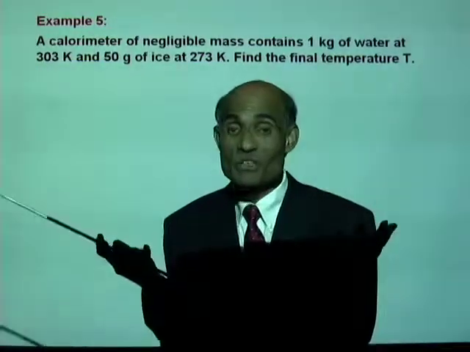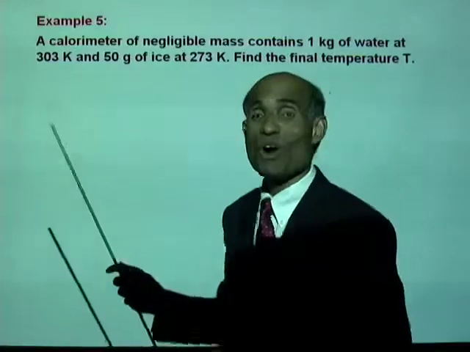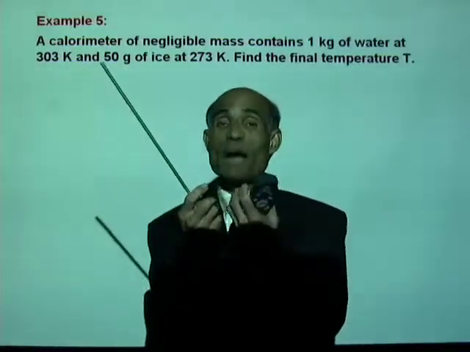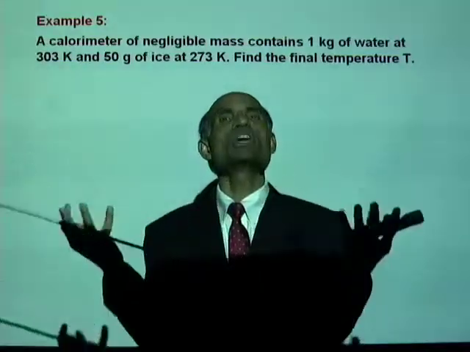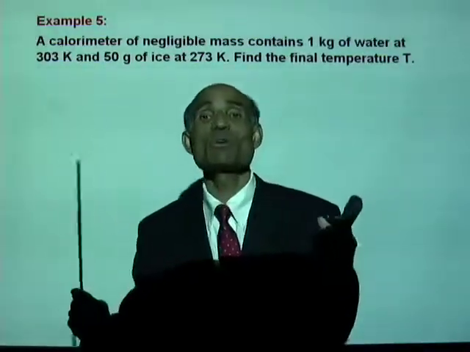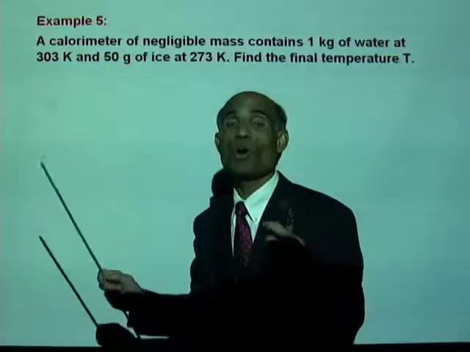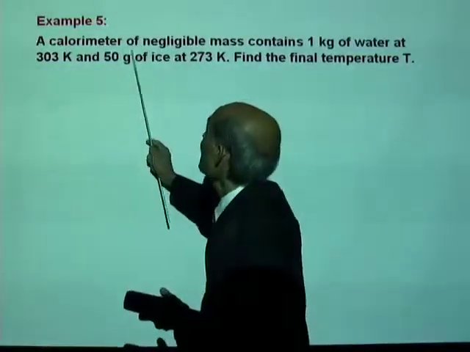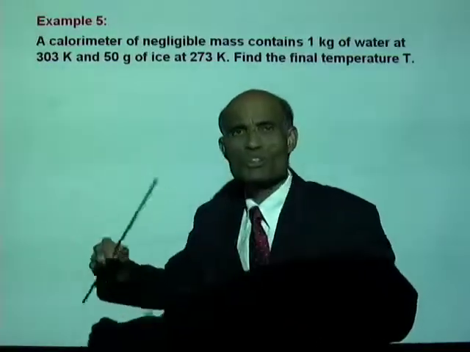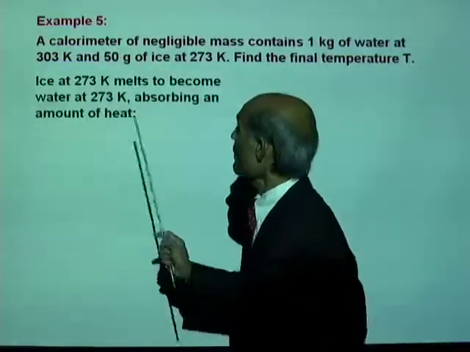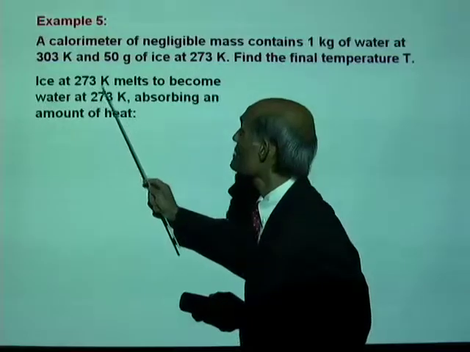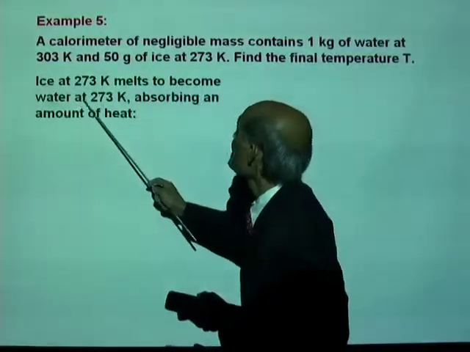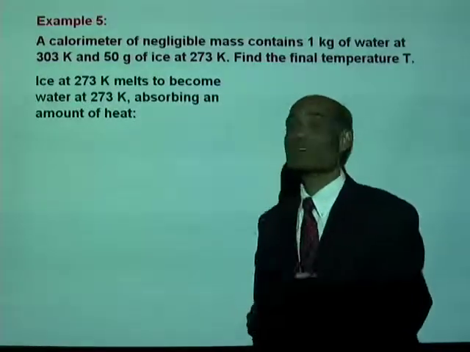A calorimeter, you know what a calorimeter is? Of negligible mass means the heat absorbed by the calorimeter can be neglected. You need only look at the heat absorbed or liberated by its content. That is the meaning that the calorimeter has a negligible mass. Alright, what happens? Ice at 273 Kelvin first melts to become water at 273 Kelvin.